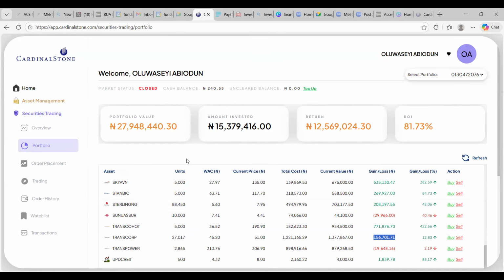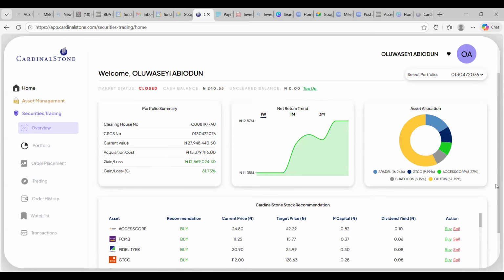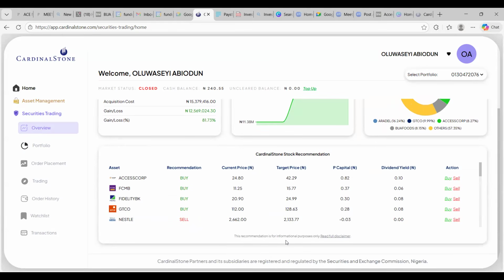Let's go back to that portion. So most of the brokers that we have, they give you what is called stock recommendation. When you log onto the app, you will see the stock recommendation. This is for this broker. This is saying that we have done the research. This is what we believe you should be investing into.